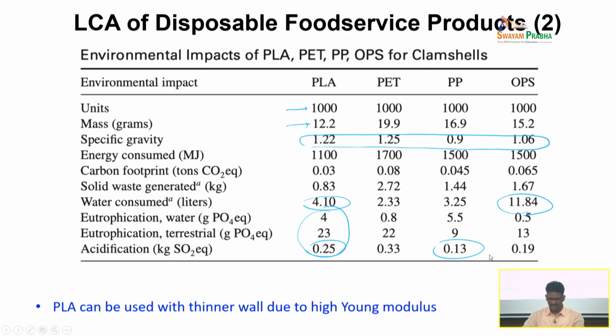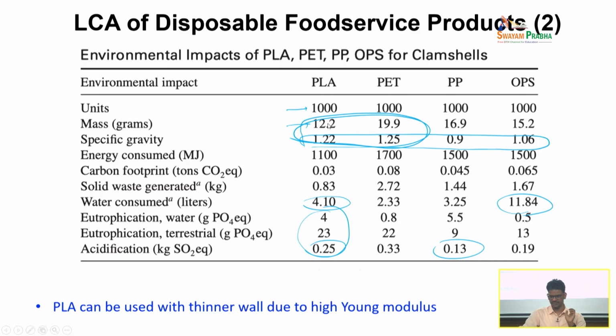What do I mean by that? If you compare PLA and PET, you are making the same volume of container. The mass of PLA required is only 12 gram, whereas PET is close to 20 gram, even though the densities are very similar.